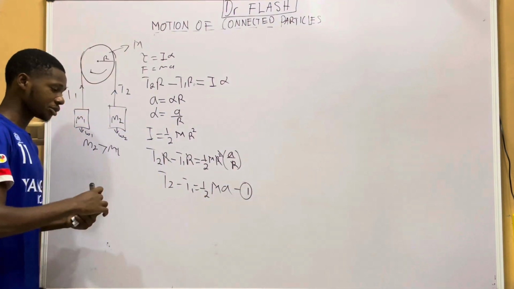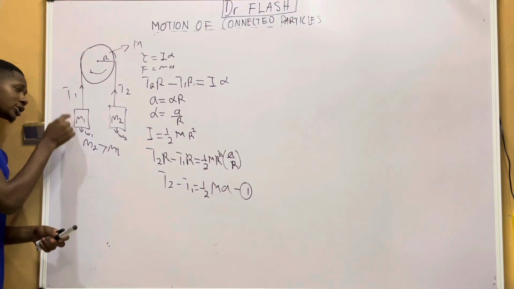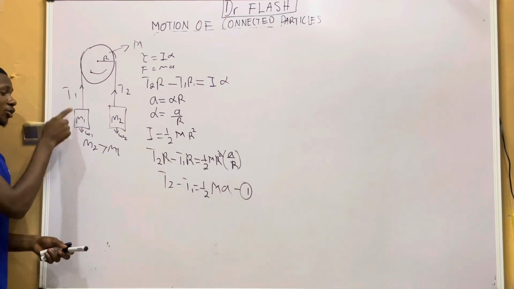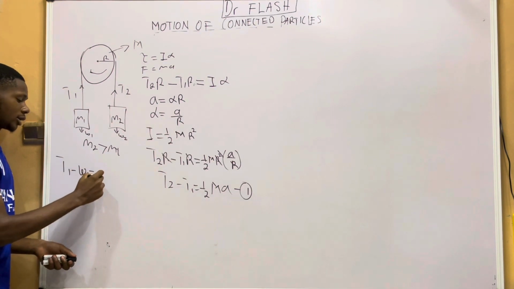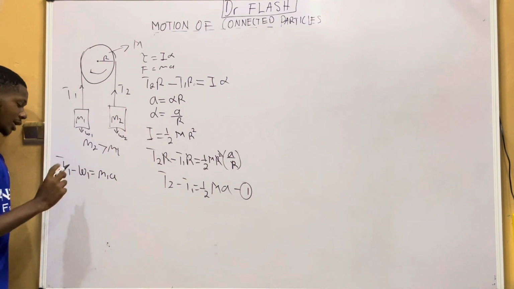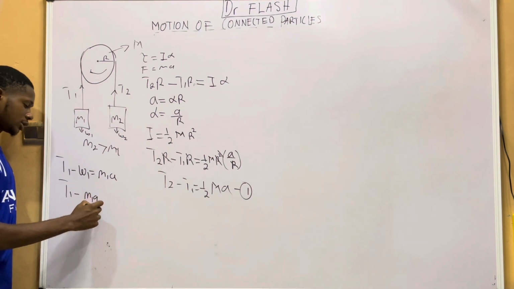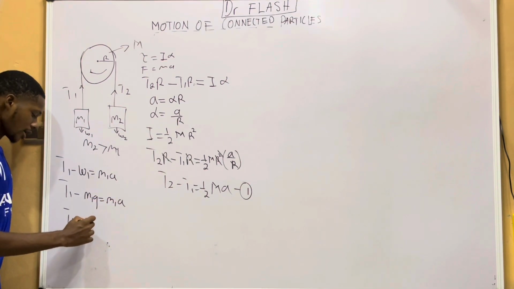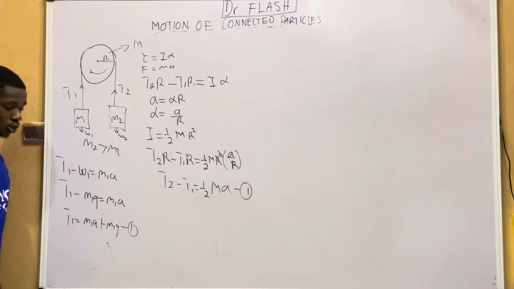Let's now bring out the equations that connect T2 to its mass and T1 to its mass as well. We'll consider T1 first. T1 is pulling the weight upward, so it's going in this direction. Hence T1 is greater than W1, so T1 minus W1 equals M1A. W1 is simply the mass times the acceleration due to gravity, so we have T1 minus M1G equals M1A. From here, T1 will equal M1A plus M1G. I'm going to call this equation 2.